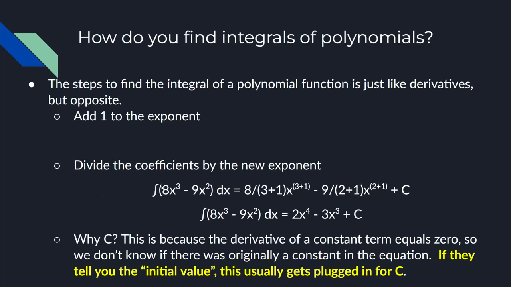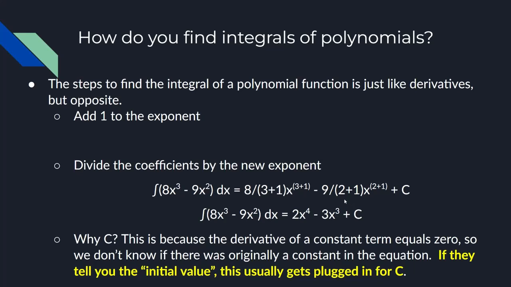So here we have an equation. I take the integral of 8x cubed minus 9x squared. Again, I write it with dx to show what exactly is being integrated, what variable. I'm going to add 1 to the exponent of 3 to get 4, and I'm going to divide the 8 by 3 plus 1, which is 4. I do the same thing for the 9. I add 1 to the exponent to get 3, divide the 9 by 3, and I get 2x to the 4 minus 3x cubed plus c.